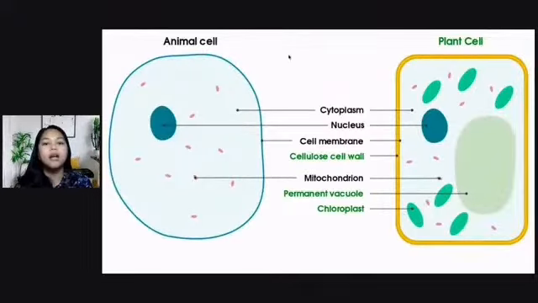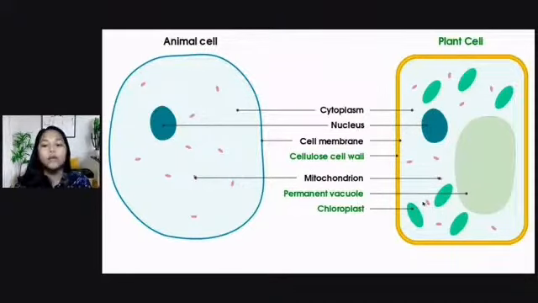These are the differences between your animal cell and your plant cell. Both of them would have cytoplasm. Both of them would have a nucleus because both of them are eukaryotes. Both would have a cell membrane. Both would also have mitochondria. The difference is that the structures you can only find in plant cells, first of all, is the cellulose cell wall. That was what we were looking for a while ago.